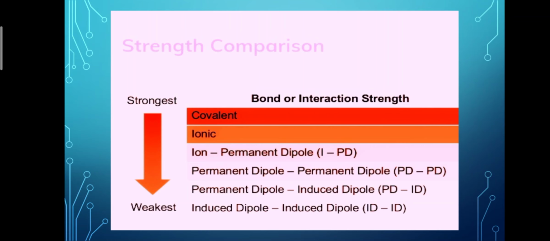Now the strength comparison. Covalent bond is the strongest, then ionic, then ion and permanent dipole, then permanent dipole and permanent dipole, then permanent dipole and induced dipole, and the weakest bond is induced dipole, or ID-ID interaction.